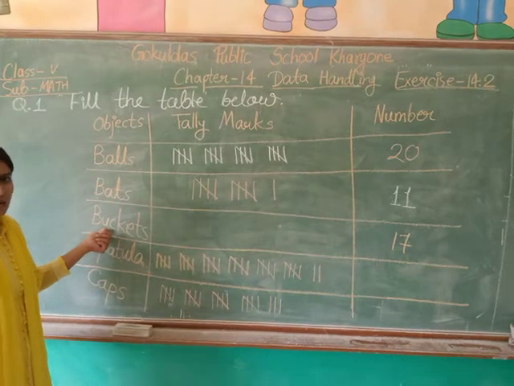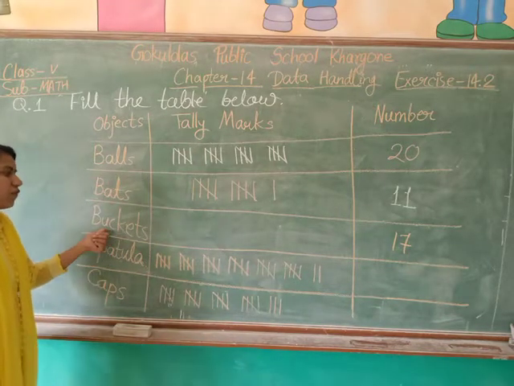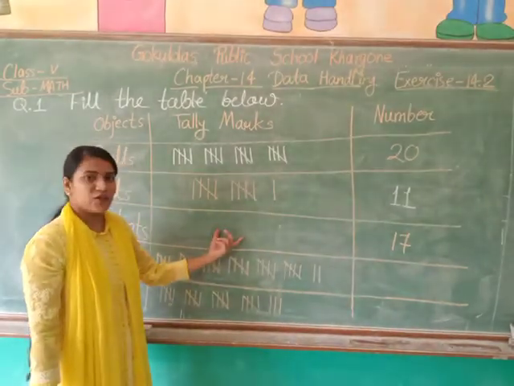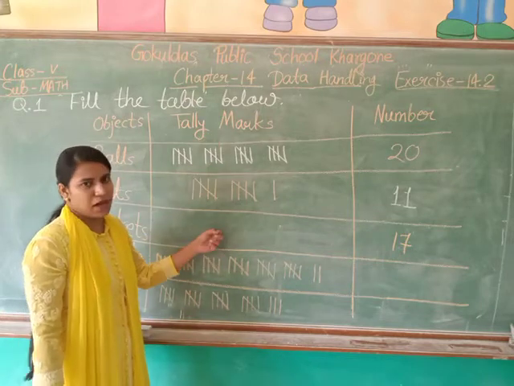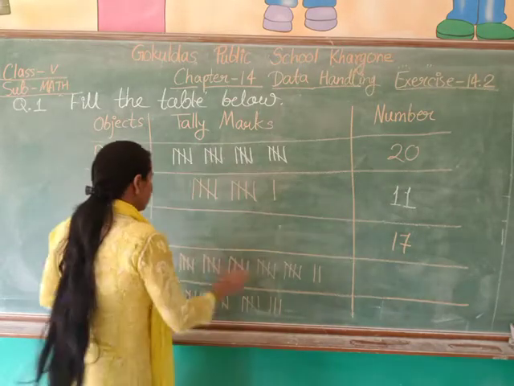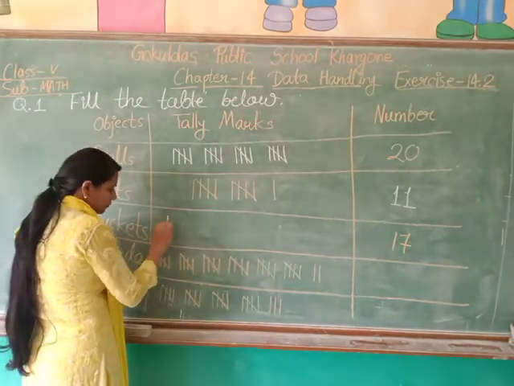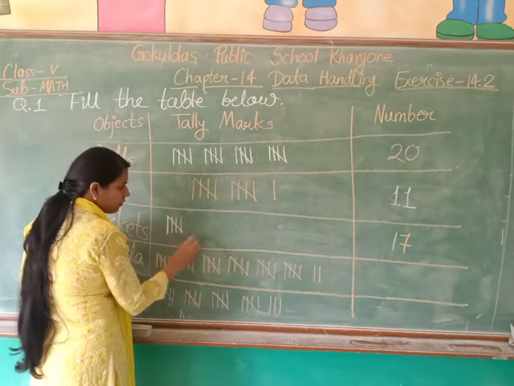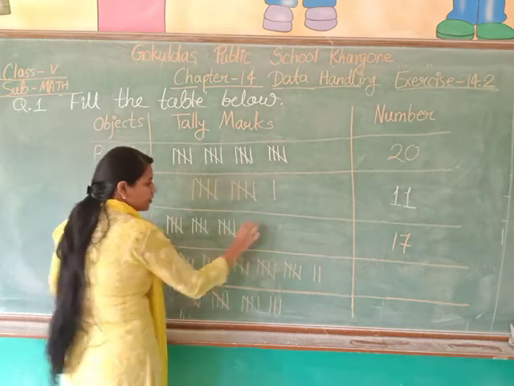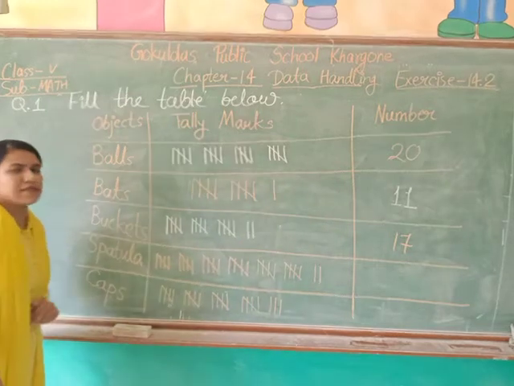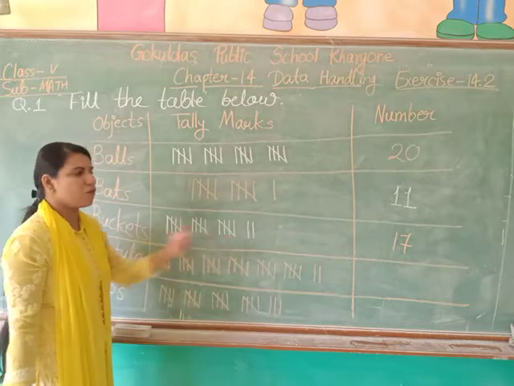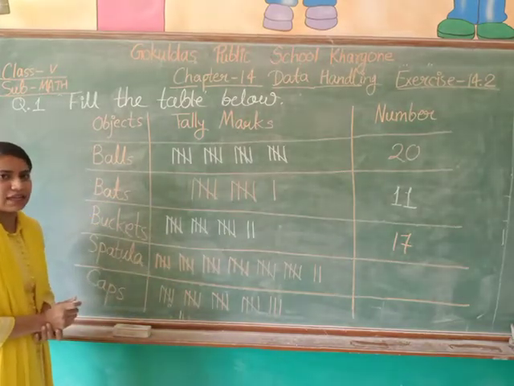Now come to the next row, which is the row for buckets. Here numbers are given. What we need to fill here? We want to fill tally marks. What we are going to represent? Number 17. So come, look here. 1, 2, 3, 4, 5, 6, 7, 8, 9, 10, 11, 12, 13, 14, 15, 16 and 17. This is how we represent sticks in group of 5s. So this is how we can represent 17 by tally marks.